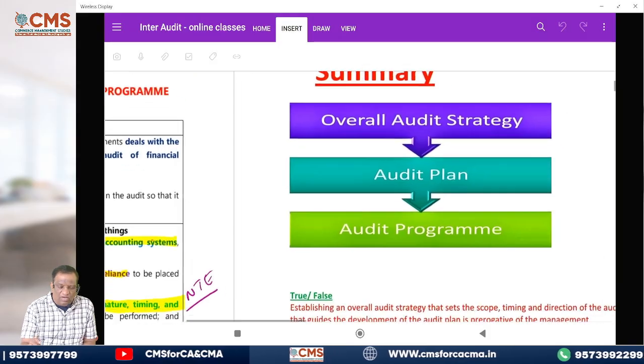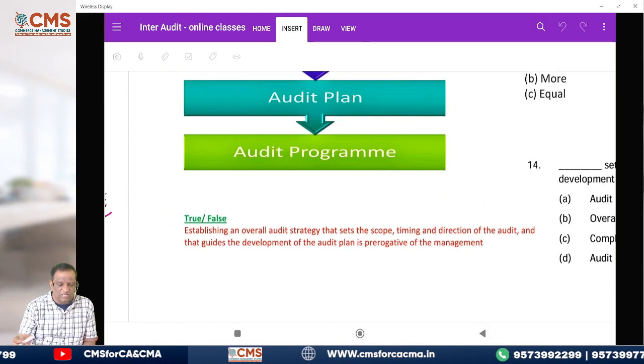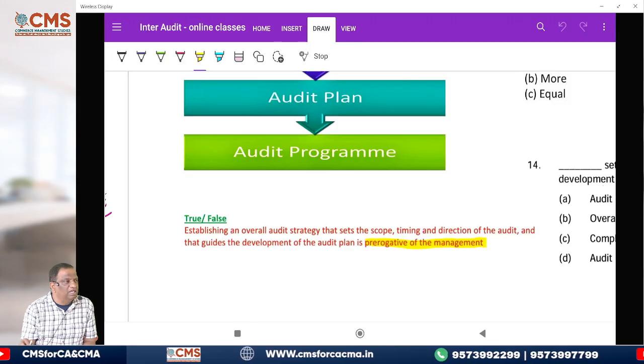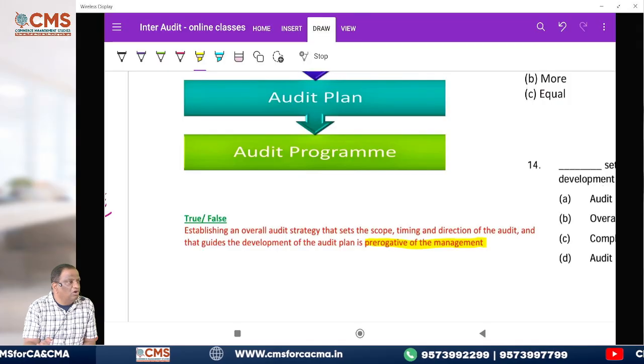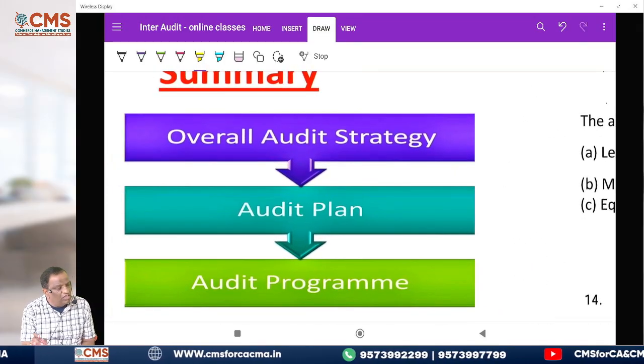Auditor. So one common and simple question he is asking is about the prerogative. It's a true or false question. He is asking, it is the prerogative of the management, he says. No, it is the prerogative of the auditor. Now, between strategy and the plan, which one will be more in detail?